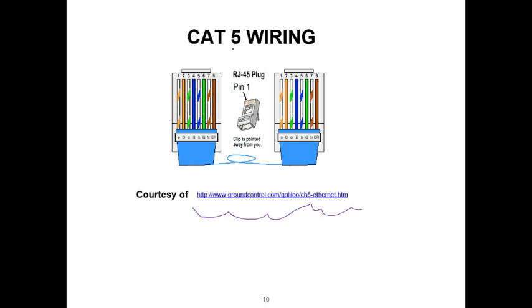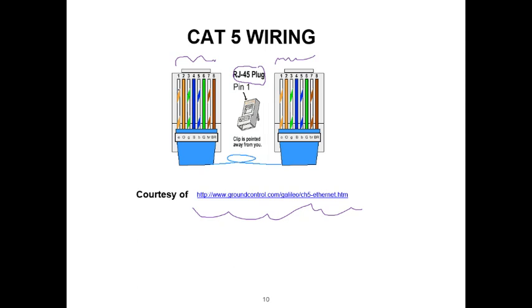So category 5, category 5E, and category 6, they're all compatible. Category 5 is the older standard, which doesn't mean there's anything wrong with it. Here they're indicating a through cable or a patch cord, and it's got two RJ45 plugs, which is the standard connector. I'm sure you've seen them before.